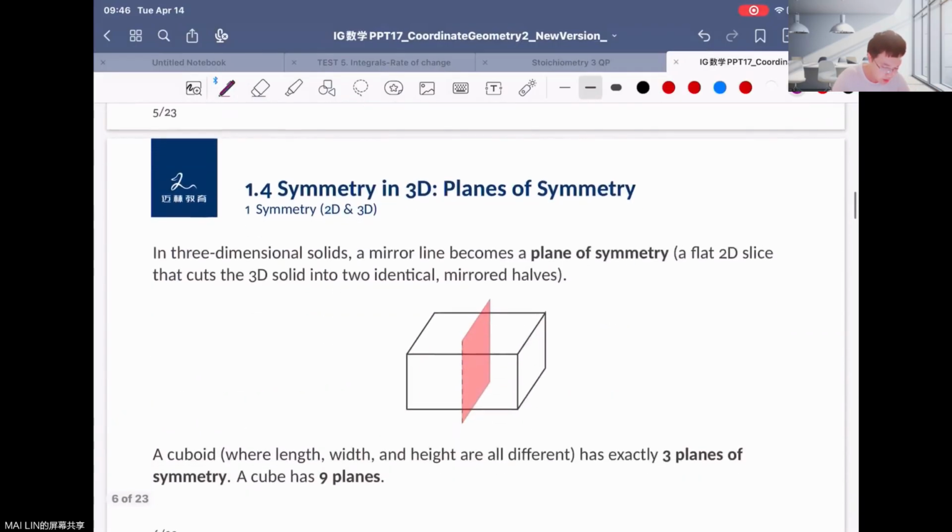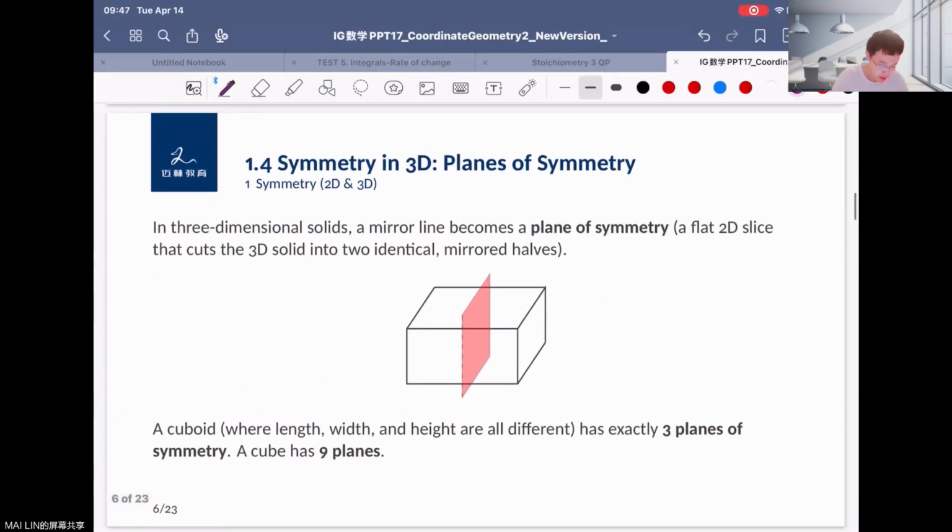Not only do we have symmetry in two dimensions, we also have symmetry in three dimensions. We call it a plane of symmetry. But remember, in the IGCSE, most of the time we are not using symmetry in three dimensions. There are very, very few problems asking you for three-dimensional symmetry. So don't be worried about this.